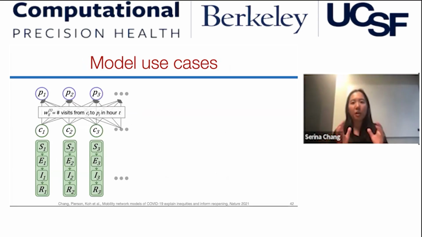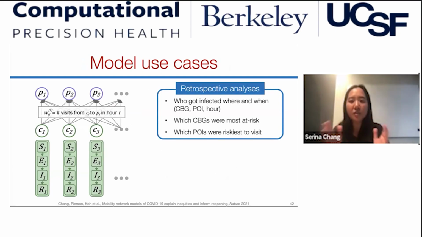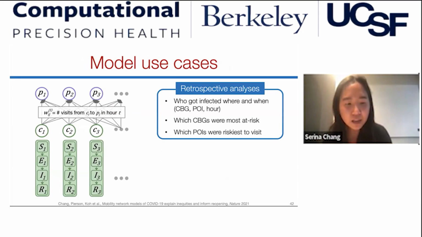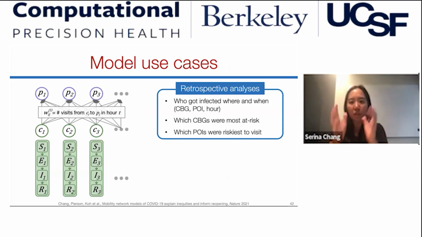So now we have this fitted model. What can we do with it? And so this is where it gets quite exciting. We can use it for a variety of use cases. The first type is called retrospective analysis. And that's taking advantage of the fact that the model realistically simulates who got infected where and when, down to the CBG, the POI, and the hour. And this allows you to test, for example, disparities in infection rates, seeing which CBGs are most at risk, as well as differences in riskiness of which POIs are the riskiest to visit.